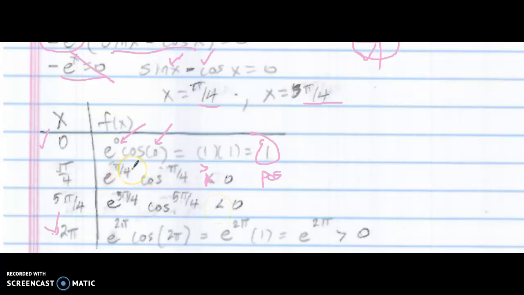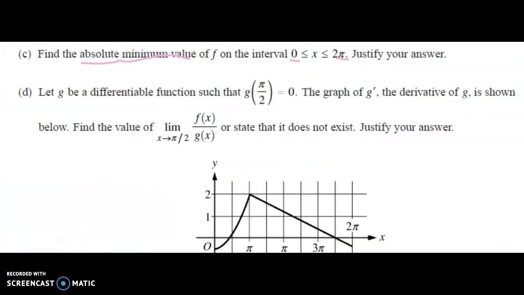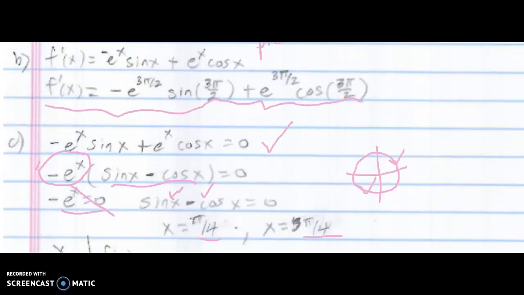We'll come back and figure that out in just a minute. And then 5 pi over 4, cosine of 5 pi over 4 is negative. E to the pi over 4 is positive, so I have a negative, and I'm looking for the absolute, I already forgot, sorry guys, the absolute minimum.